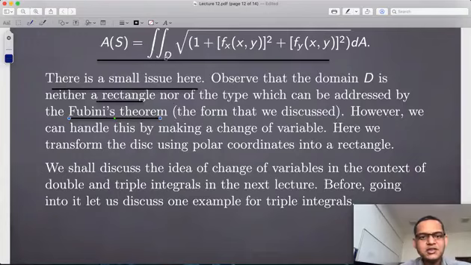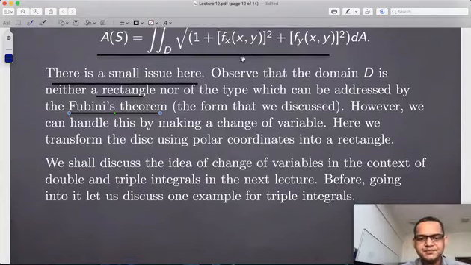that is, how to transform a given integral over a domain which we are not able to compute just by using Fubini's theorem. But if we make a suitable change of variable, then the domain transforms into a known type which can be handled using Fubini's theorem. Okay, so this is the idea which we are going to discuss in the next lecture.